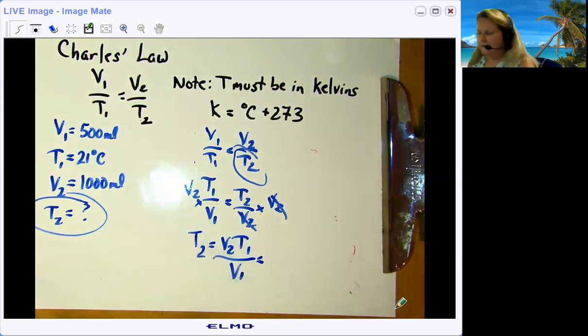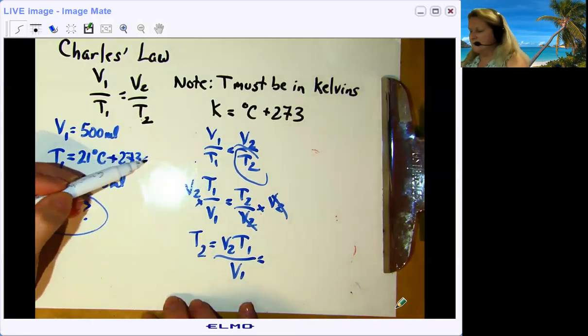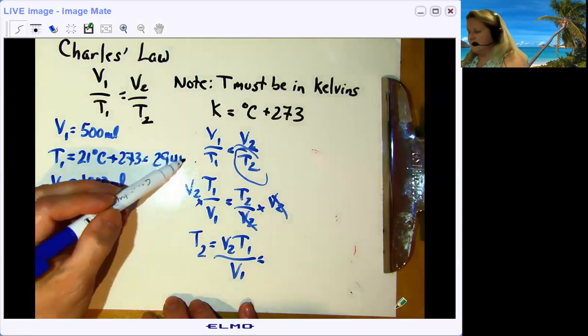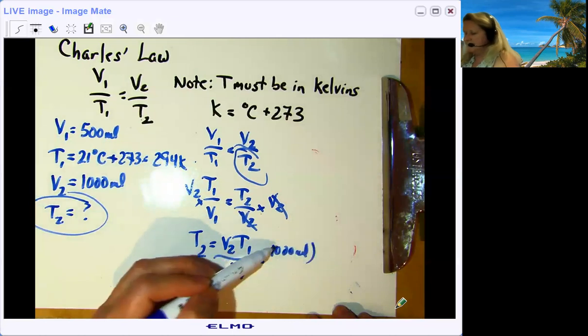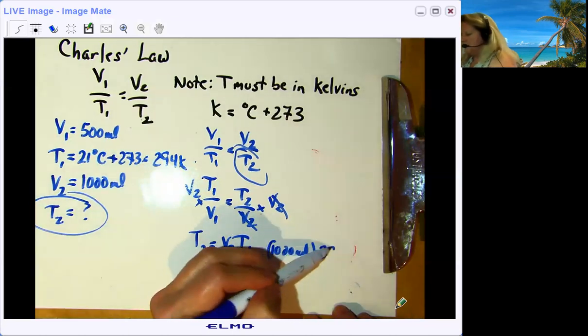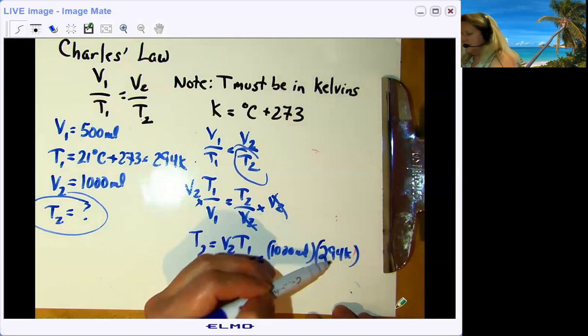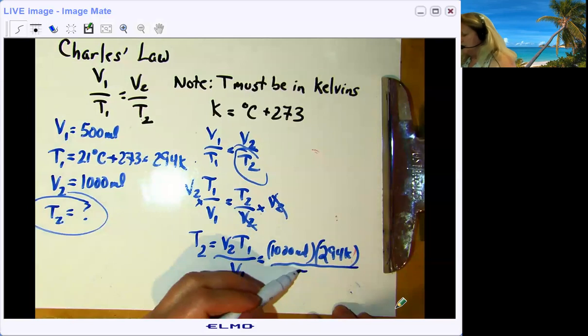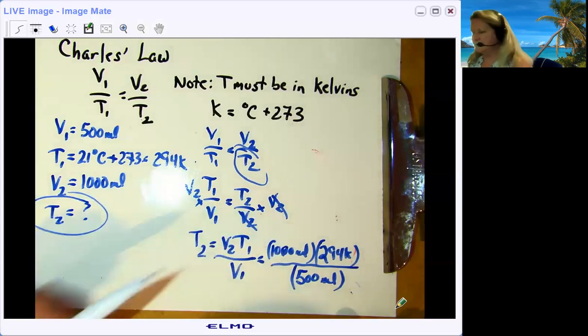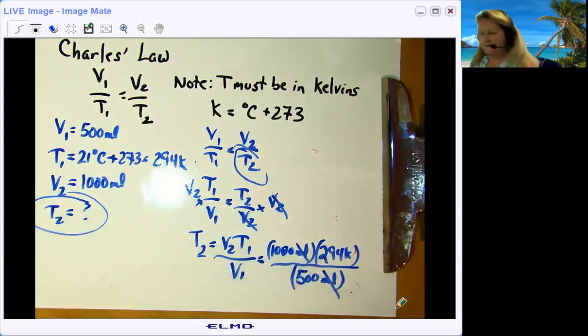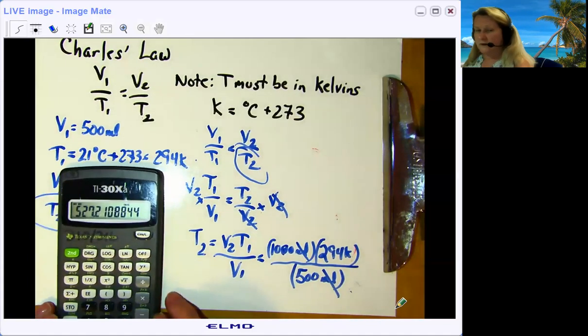All right? Now let's plug our numbers in. But remember, we have to turn this temperature into Kelvin. Let's add our 273, and that makes our temperature 294K. Our second volume, V2, is 1,000 milliliters. T1 is 294 kelvins. And V1, the volume we started out with, is 500 milliliters. Again, before you plug this into your calculator, check and make sure your units cancel out. I'm left with kelvins, and that's a perfectly fine unit to be left with when you're talking about temperature.